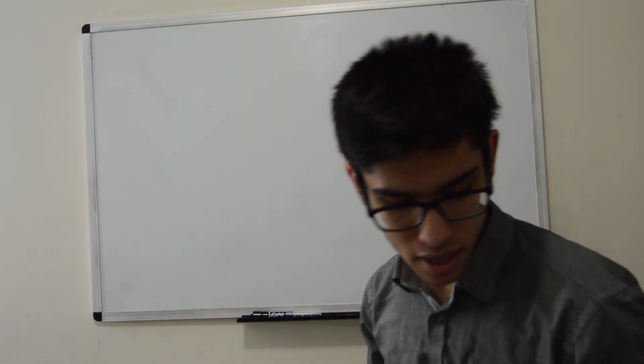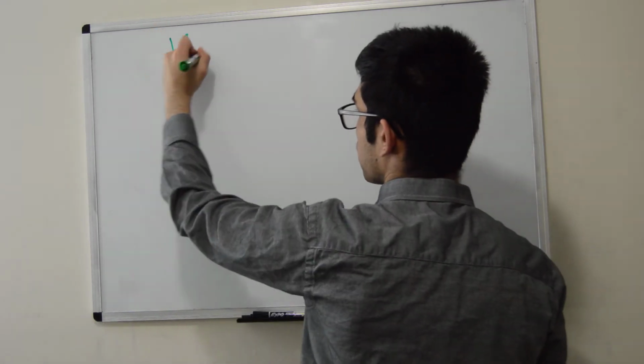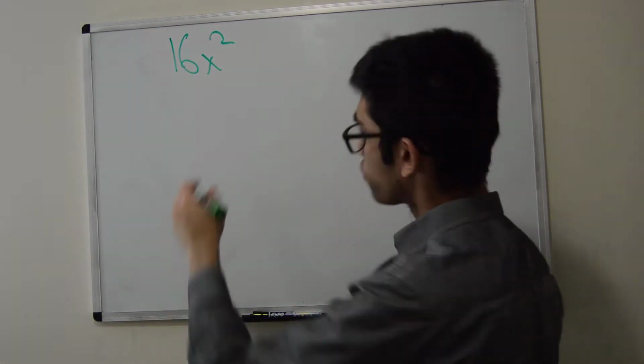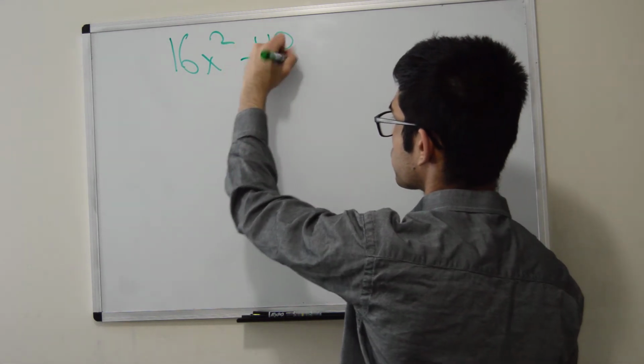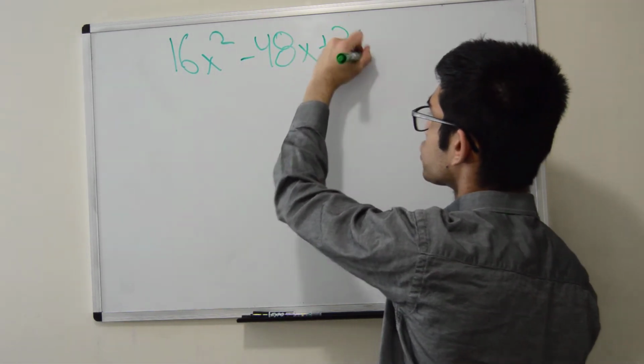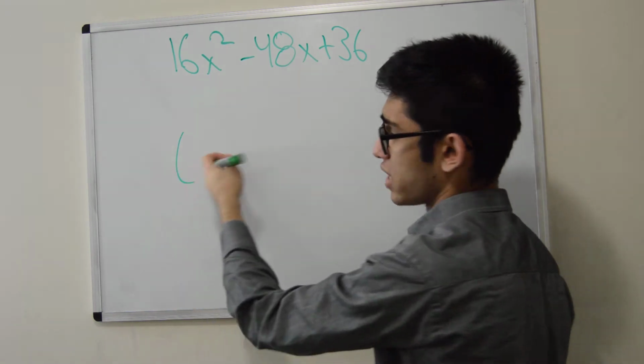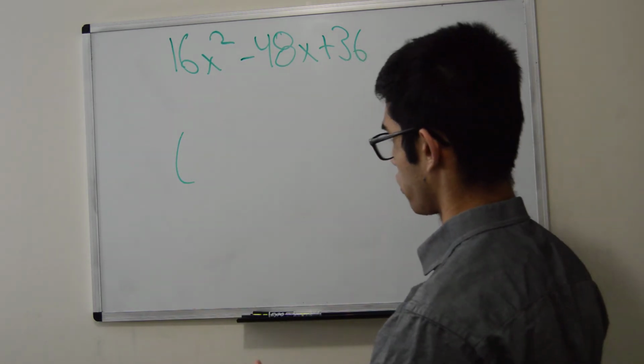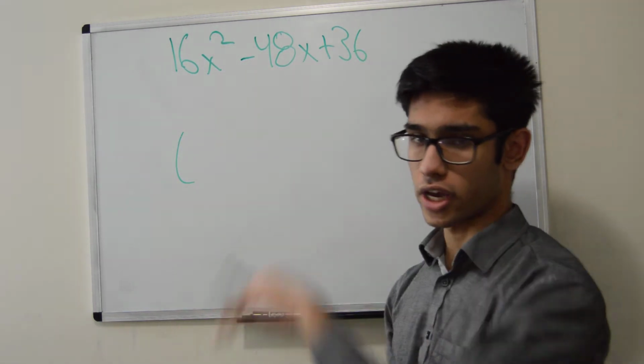So let's take 16x squared minus 48x. Notice how there's a negative in the middle now? That does not change anything, except in the binomial I'll have a negative in there instead. That's all there is to it. And I'll show you what happens with the checking technique as well.